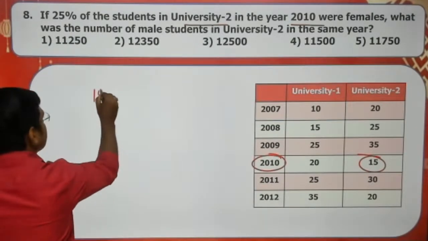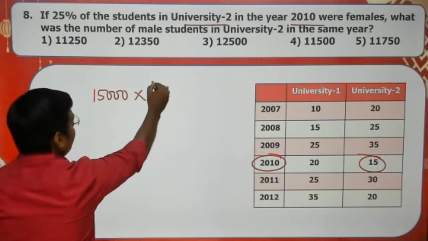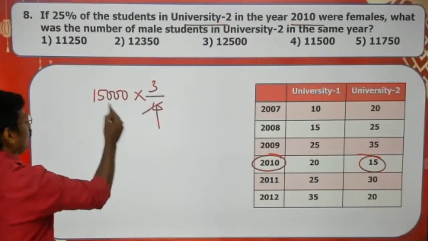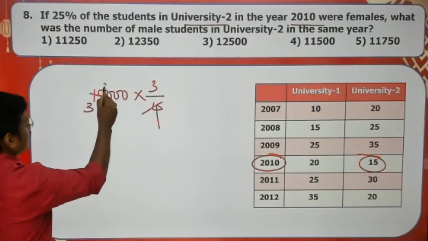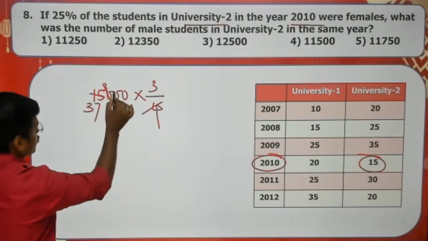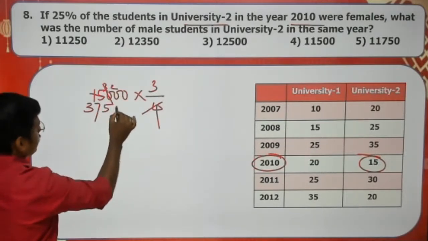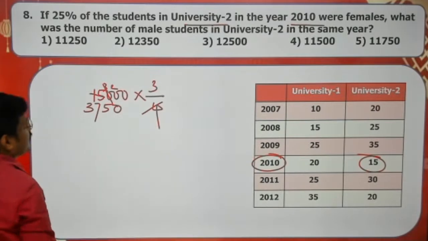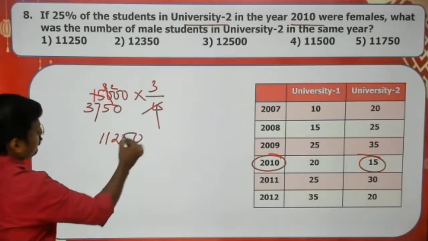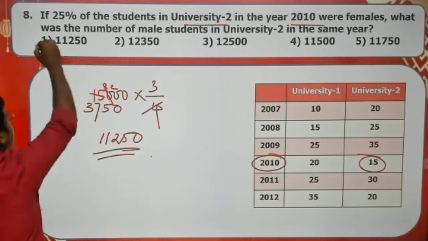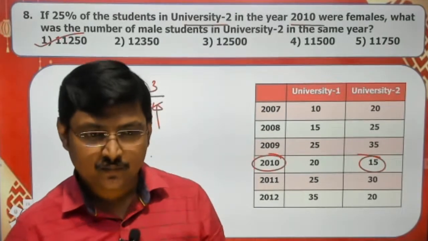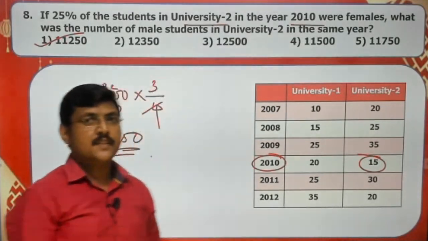So 15,000 into 75 by 100, that is 3 by 4, correct? So 3750 into 3, that is 11,250. So for this question the answer is option number 1, 11,250. Good. Next question.